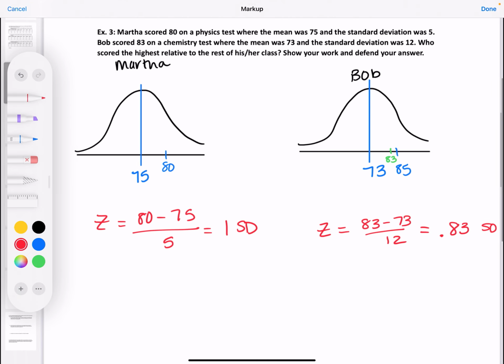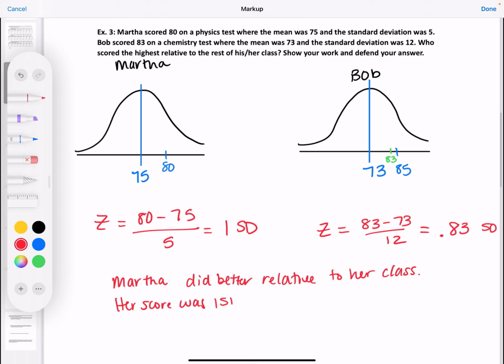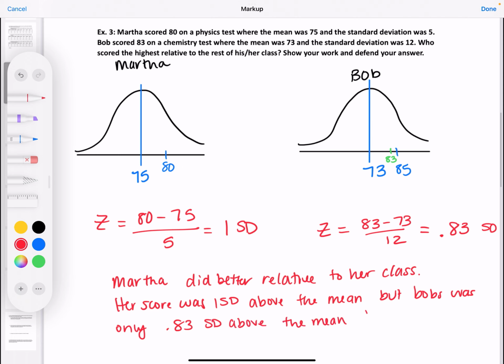So all you would need to have for a write-up for this is that Martha did better relative to her class. Her score was 1 standard deviation away from the mean. Or I guess you should say above the mean, technically. Above the mean. But Bob's was only 0.83 standard deviations above the mean for his class.